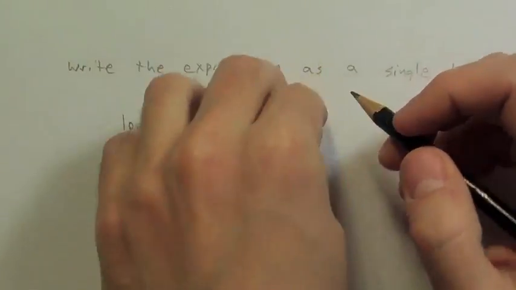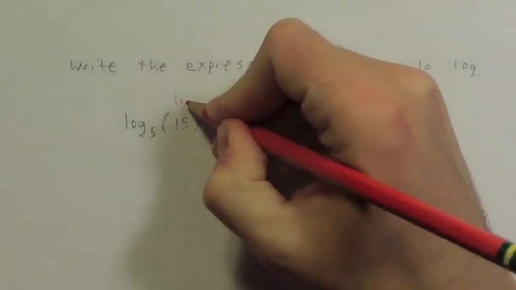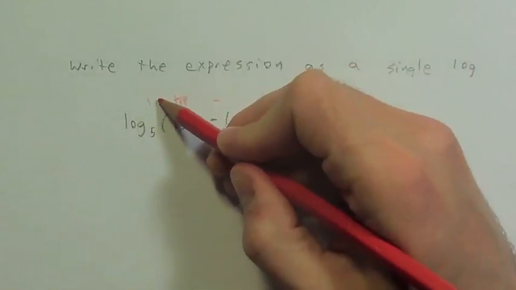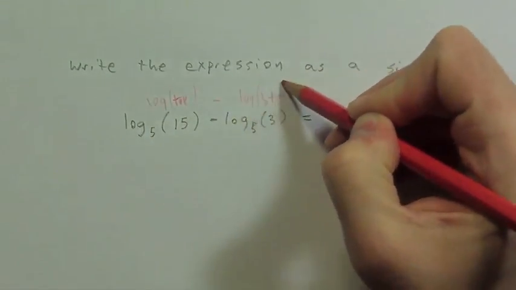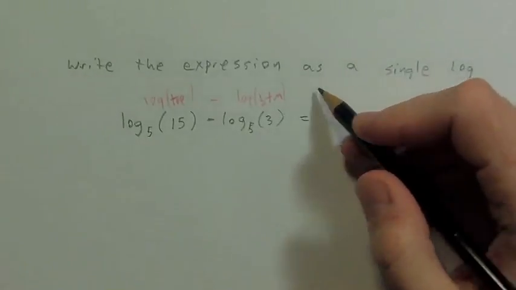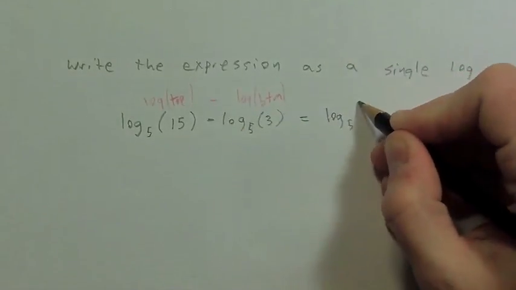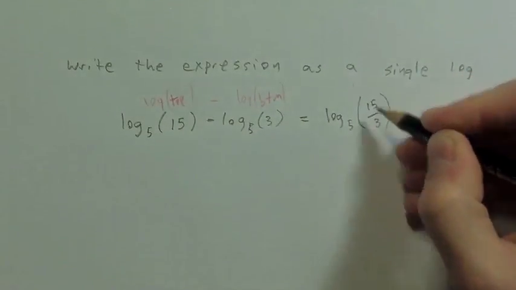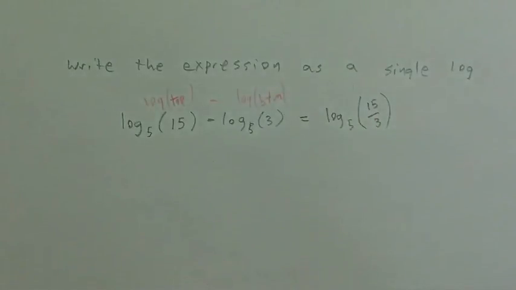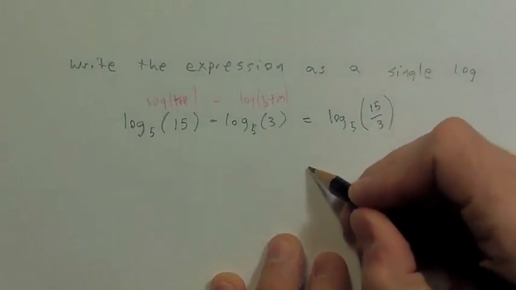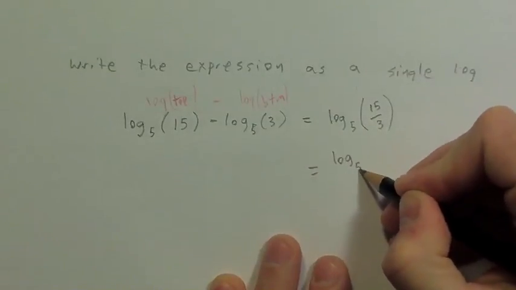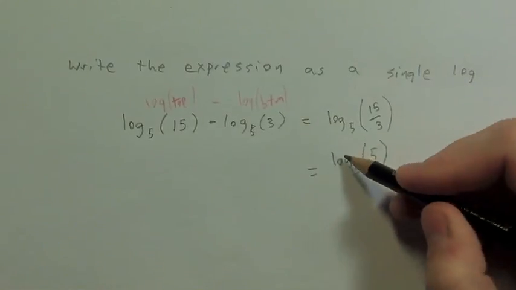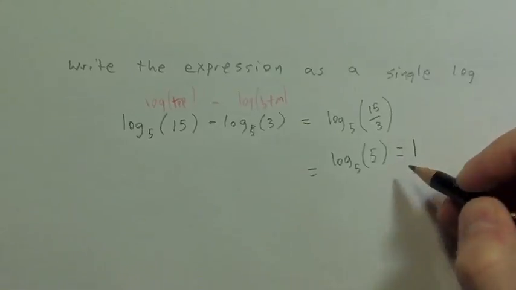Remember, it's always the top minus the bottom, and with our logs, of course. So we can redo it as log base 5, always keep your base, of the top, 15, divided by the bottom, which is 3. So now I have log base 5 of 15 thirds. Well, 3 goes into 15 nicely. We're going to get 5. Log base 5 of 5, that's 1.